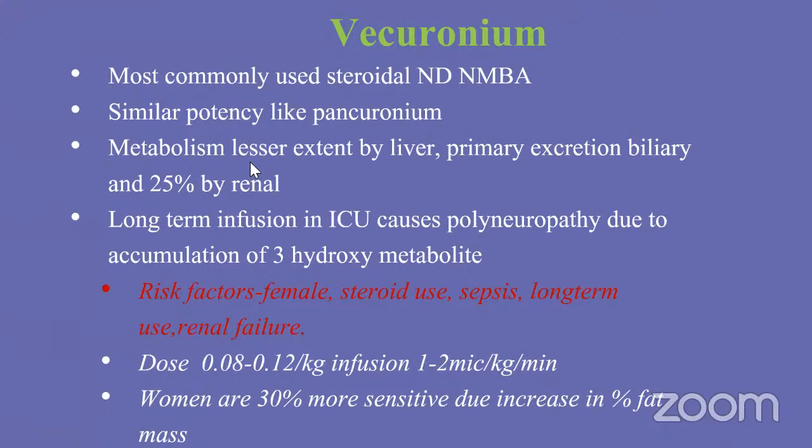It has similar potency to pancuronium, metabolism to a lesser extent by the liver, and excretion primarily biliary and 25% renal. Long-term infusion in the ICU causes polyneuropathy due to accumulation of the 3-hydroxy metabolite. The risk factors for polyneuropathy with vecuronium are female gender, use of steroids, sepsis, long-term use and renal failure. Dose is 0.08 to 0.12 milligram per kg, infusion around 2 microgram per kg per minute. Women are 30% more sensitive due to increased fat mass.